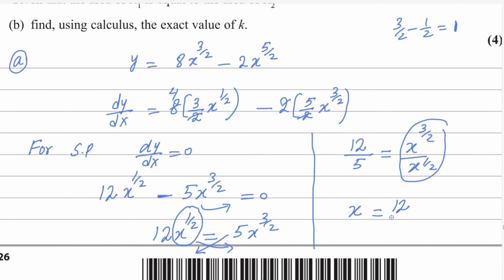It is equal to 12 over 5. This is the x coordinate of P. First part is done. Hopefully you understand it.